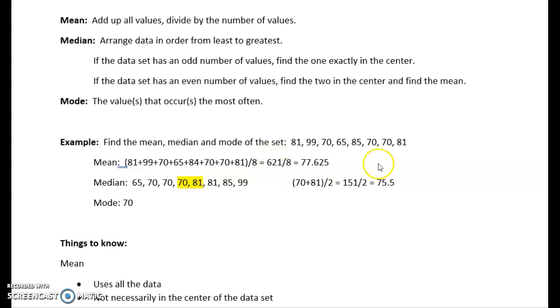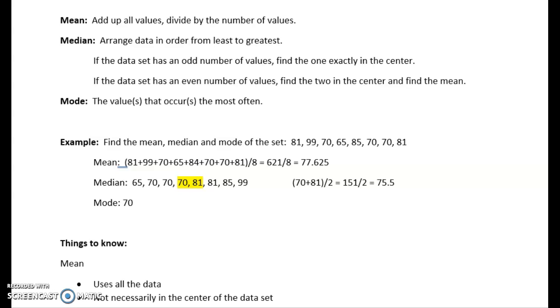When I add them together, I have 621, and then when I divide by 8, I have 77.625. So I did not round this number at all. That is the exact mean, but you might be asked to maybe round it to the nearest tenth, and if it were rounded to the nearest tenth, it would be 77.6. Another word for the mean is average. So if you're asked to find the average of something, that means to find the mean.